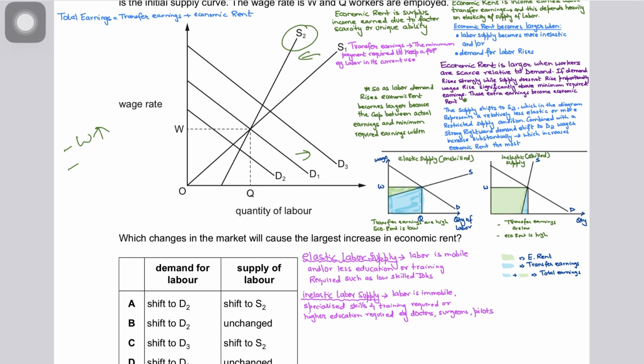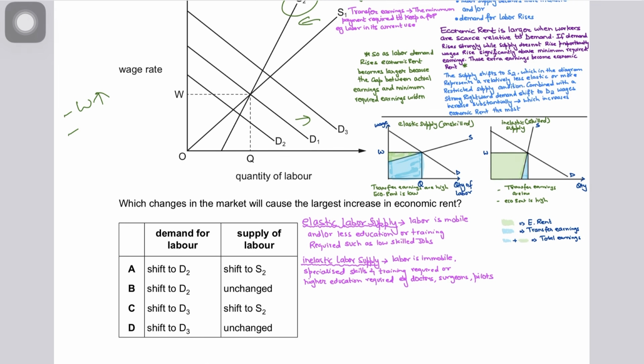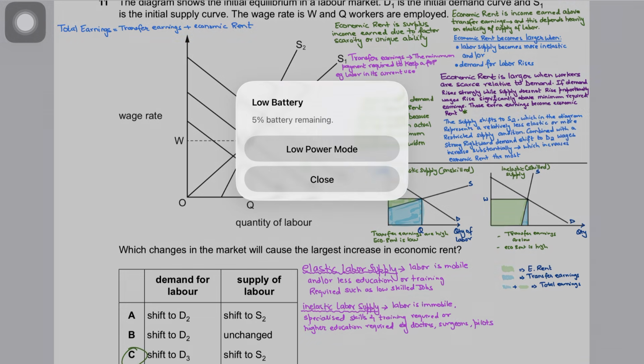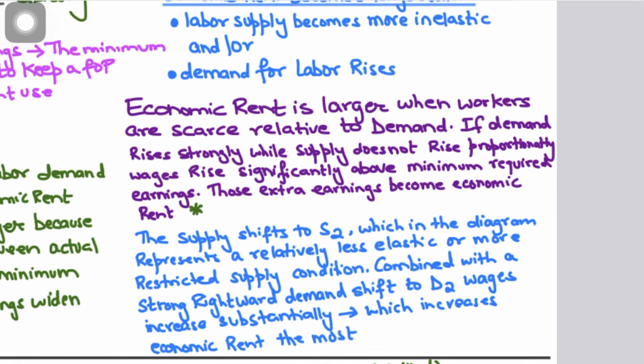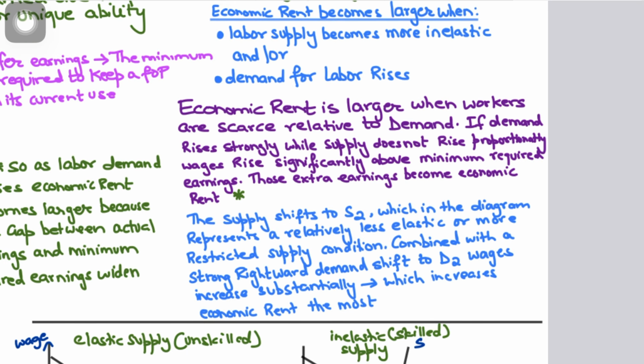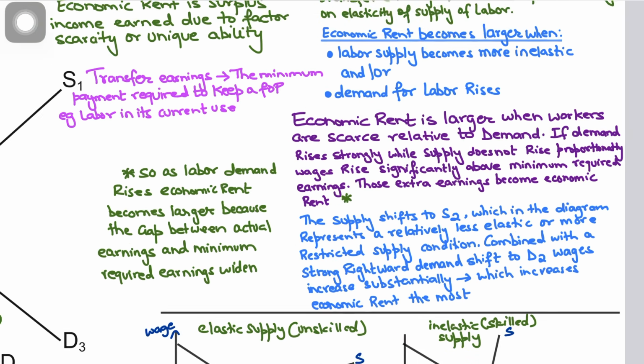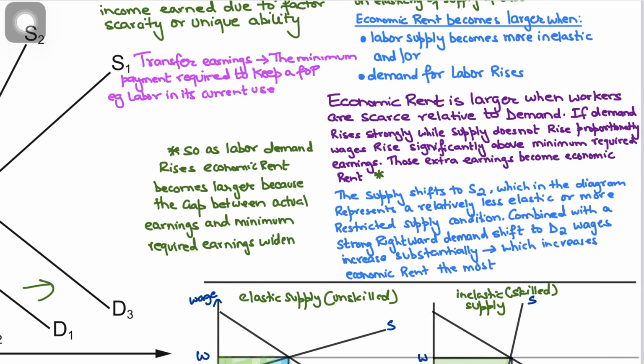So the combination that would work over here is that demand is going to shift to D3 while supply shifts to S2. So again, when supply shifts to S2 and demand shifts to D3, it means that demand is more than supply, right? So when demand is more than supply, again the same reason, if demand rises strongly while supply does not, wages rise significantly above the minimum required earnings. So economic rent would be very, very high. Those extra earnings would become economic rent. So that's what I'm saying.